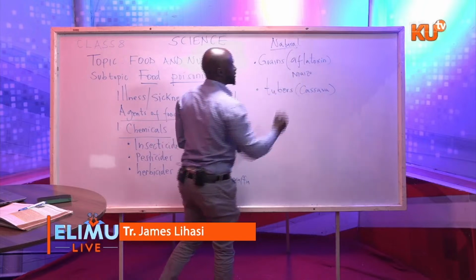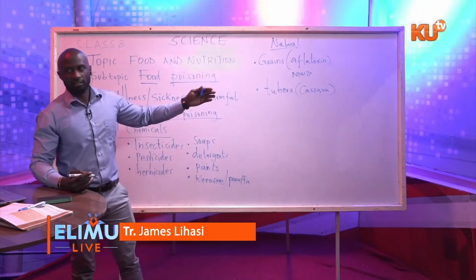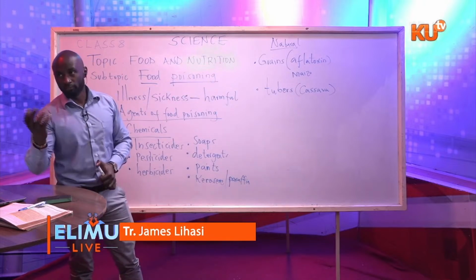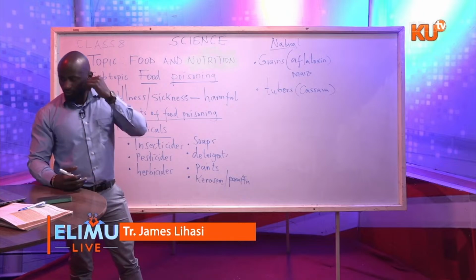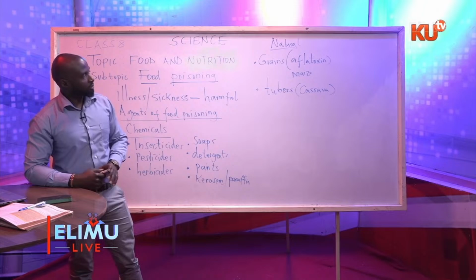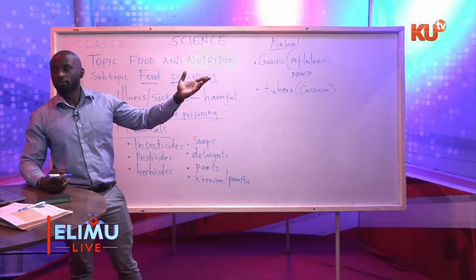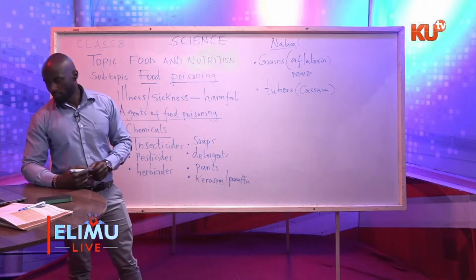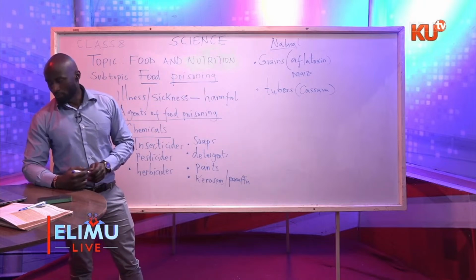So for the natural chemicals, the toxins, we listed instances like grains not well stored, maybe damp, maybe not completely dried before storing. Then they lead to that word that we used there, aflatoxin. For example, maize. We talked of some tubers. In this case, we used cassava tubers. Some parts are highly poisonous.